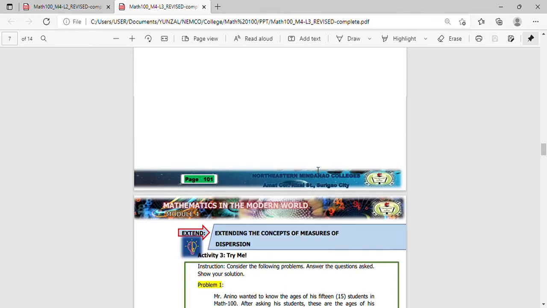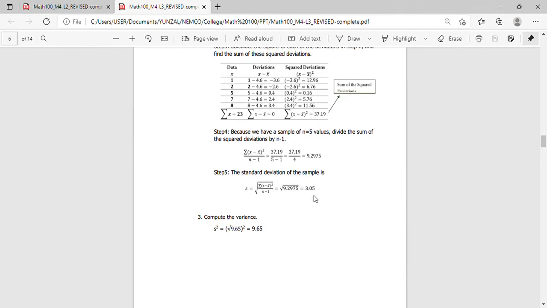And then, gi-divide na nato siya by 4 or n minus 1. And then, we get 9.2975. And then, ato siya i-square root. And that's 3.05. Square root of 9.2975 is equal to 3.05. That is now our standard deviation. Now, for number 3, if we will compute for the variance, no?